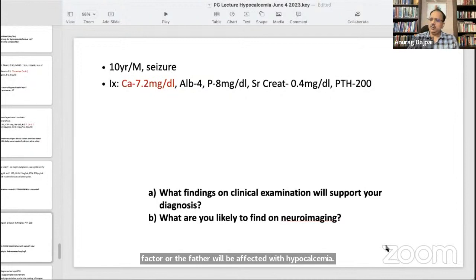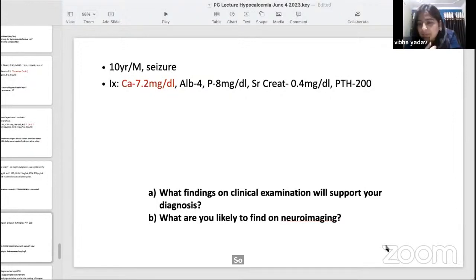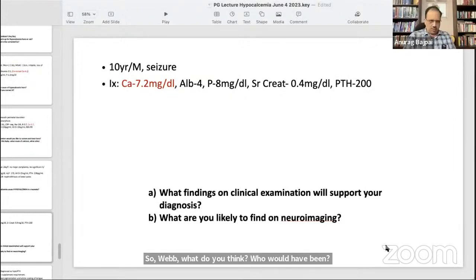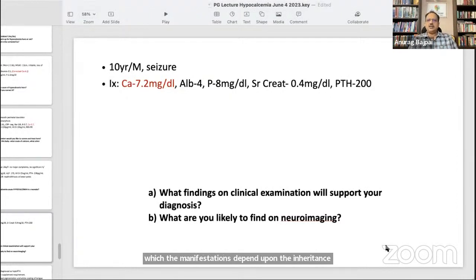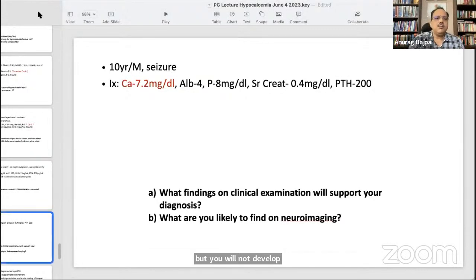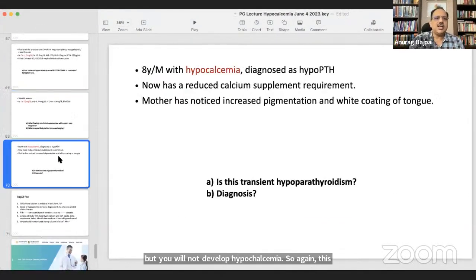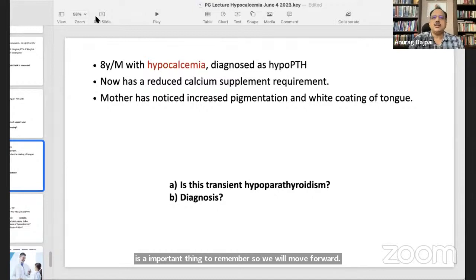Vibha, what do you think? Who would have been affected? Mother will be affected. Mother will have hypocalcemia. Yes. So pseudohypoparathyroidism is an imprinting defect in which the manifestations depend upon the inheritance from the parent. So there is a maternal inheritance. If you get it from the father, you will develop only skeletal manifestations, but you will not develop hypocalcemia. So again, this is an important thing to remember. So we will move forward towards the next case. Again, Dhwani.